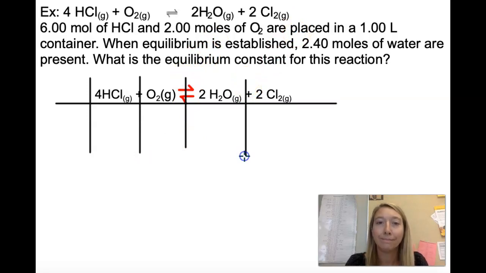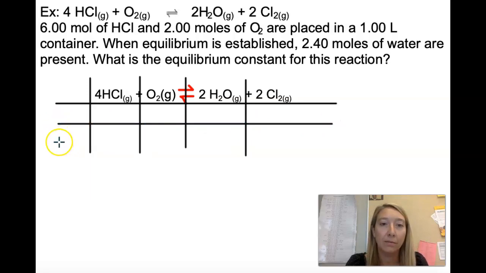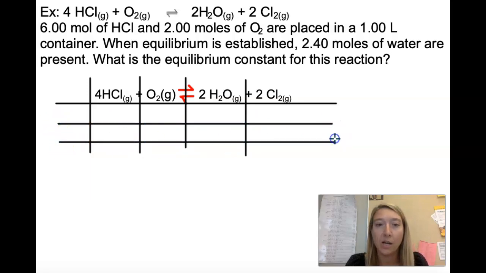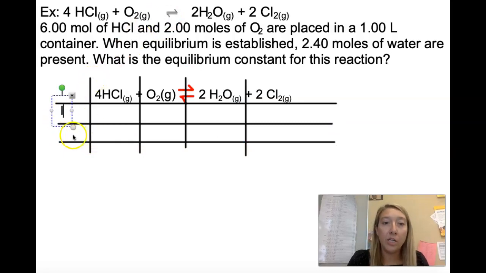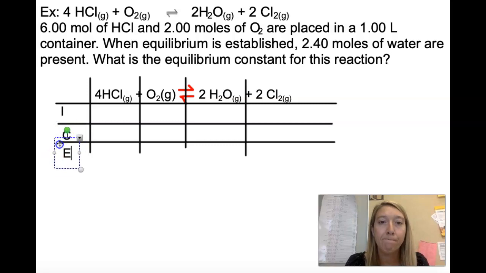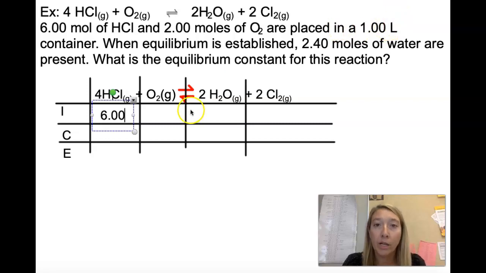This takes a while. Okay, of course I'm going to have not made my lines big enough, but we'll just pretend they are. Okay, so here is going to be the initial, the change, and the equilibrium values, okay? So 6 moles of HCl in a 1 liter flask. So the initial concentration of this is going to be 6 moles per liter because it is a 1 liter flask. Okay, oxygen, we are told 2 moles in a 1 liter flask.